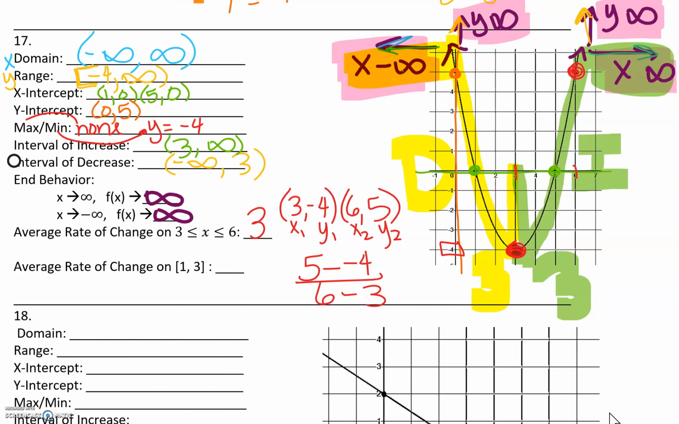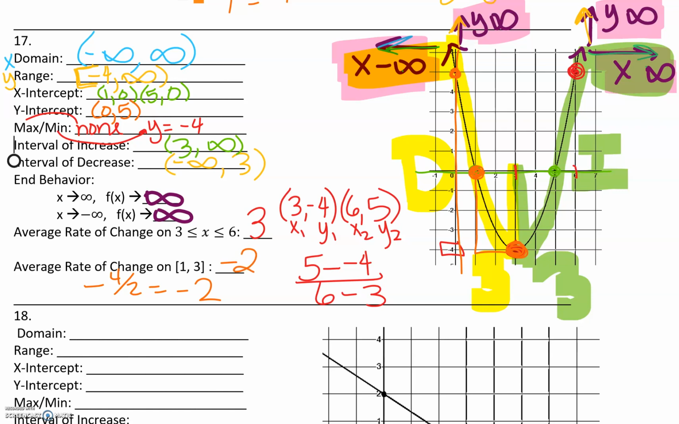Excellent. What if we wanted to do the interval 1 to 3? Awesome. Well, 1 is here, 3 is there. Those are pretty close, so I am going to do rise over run. You could still do y2 minus y1 over x2 minus x1, whatever you want. So from here, I'm going to go down 1, 2, 3, 4, and I'm going to go over 2. So down 4 over 2 simplifies to a negative 2.